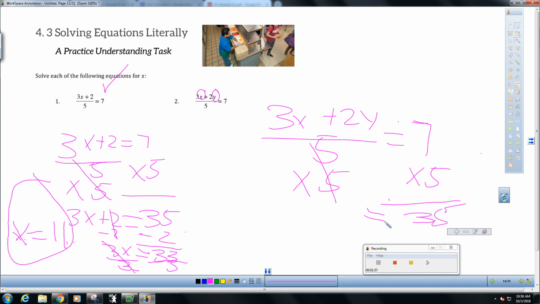So we get 35 equals 3x plus 2y. Hopefully you guys can read my handwriting. Now we're solving for x, so we need to subtract 2y. Since it's adding, it's positive, so we can cancel that out. Just add minus 2y on the other side of the equation. We get 3x equals 35 minus 2y. And that is as far as you can simplify it.